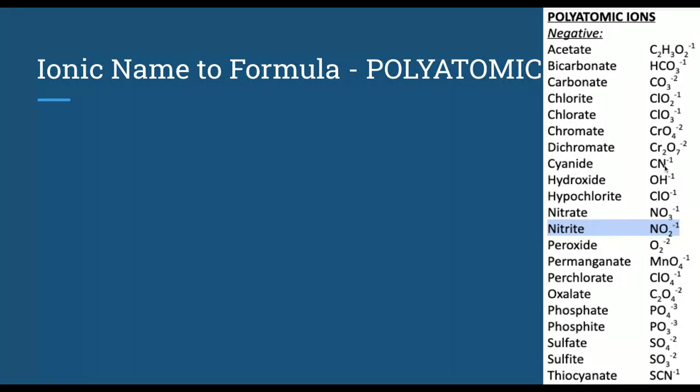Cyanide is also a polyatomic and it ends in -ide. Oxide is a polyatomic, as well as peroxide. But for the most part, these are ending with -ite and -ate, and that's a major clue to us as we do these types of problems.